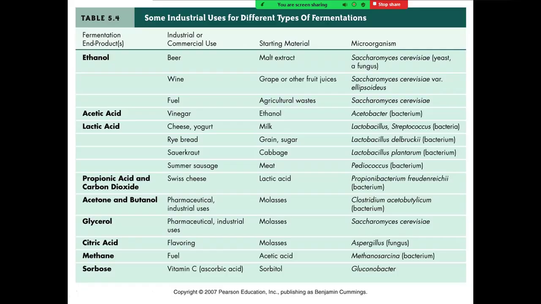And these are some industrial uses of different types of fermentation reactions. Beer, wine, and fuel use ethanolic fermentation. This is also the one we use for bread, by the way. Vinegar uses acetic acid fermentation. Cheese, yogurt, rye bread, sauerkraut, summer sausage, chocolate.